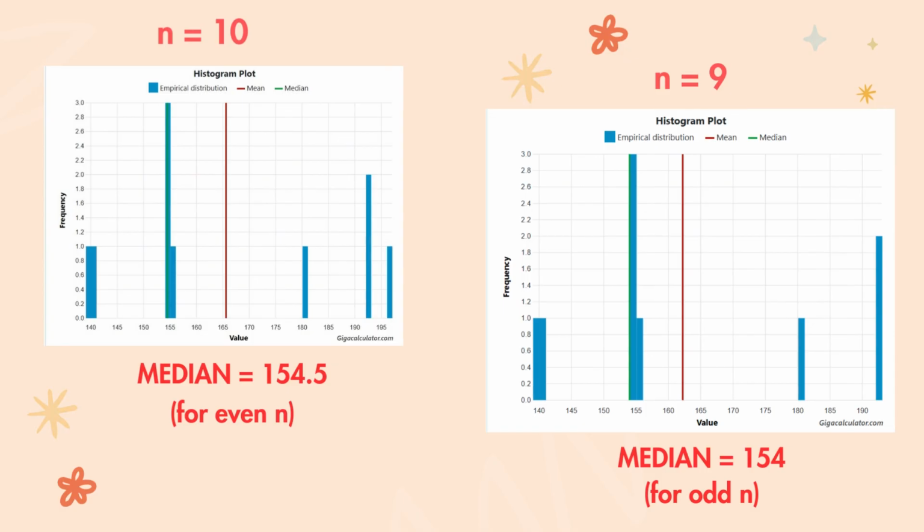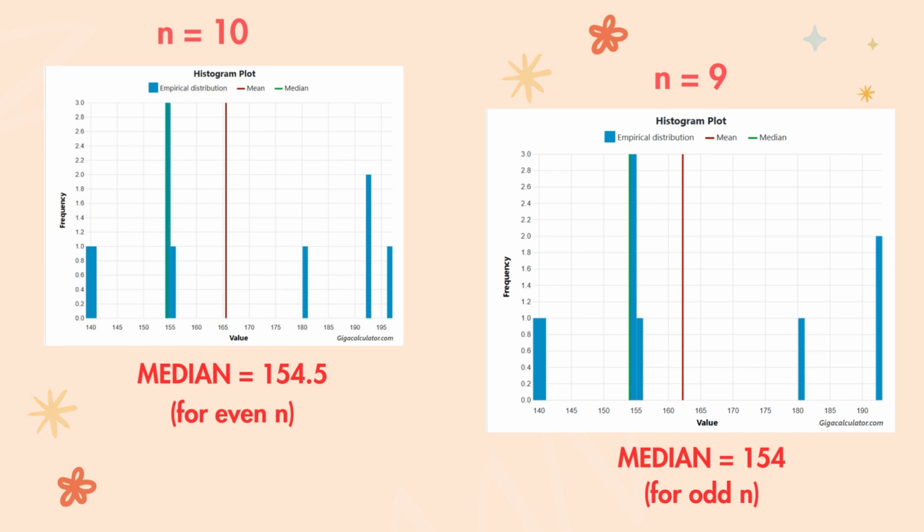On the left, we have a sample size of n equals 10. Because 10 is an even number, there is not a single middle data point. Instead, the median falls exactly halfway between the fifth and sixth values. In this specific dataset, that calculation gives us a median of 154.5, and you can see how that green line sits right between our primary data clusters.